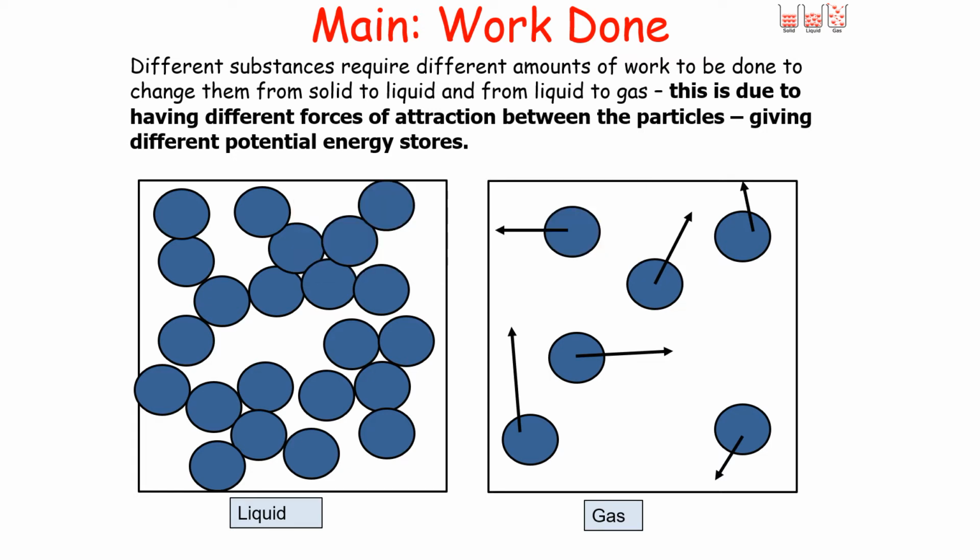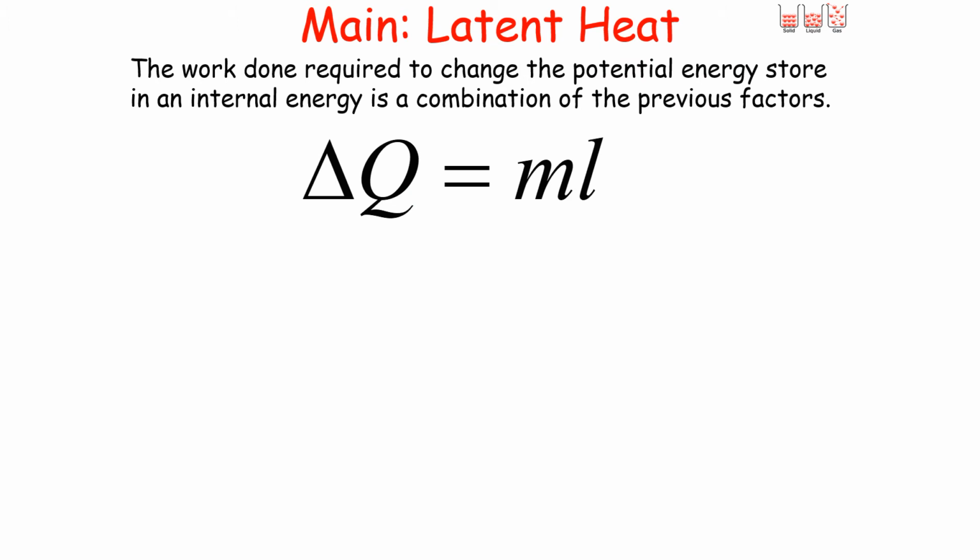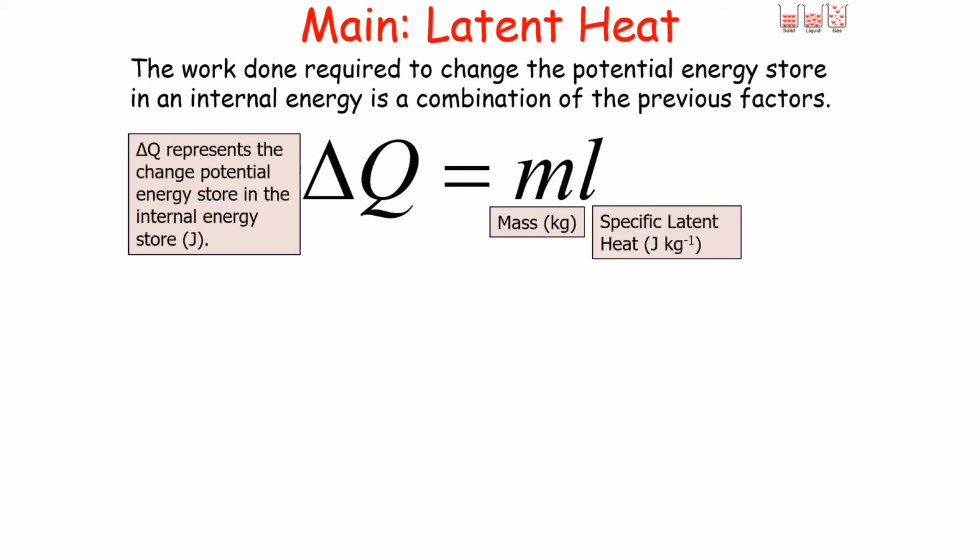Now, in addition to that, the forces of attraction are different due to the different types of particles. This means that something called the latent heat capacity of a substance affects the potential energy store. So the work done required to change the potential energy store in the internal energy of a system is a combination of two factors. You've got the mass of the object and the specific latent heat or latent heat capacity. Now, delta Q represents a change in potential energy in the internal energy store and is measured in joules, whilst the mass is measured in kilograms, whilst the specific latent heat is measured in joules per kilogram.